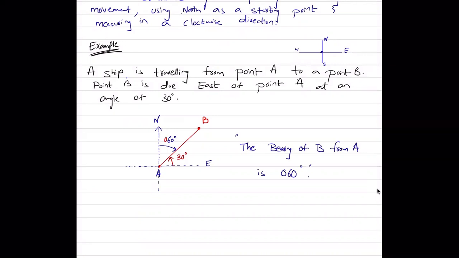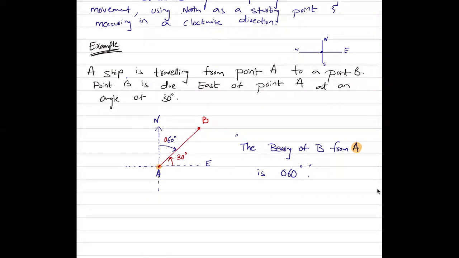Now, from A means that the north is going to be made on point A, and from this north, you're going to move in the clockwise direction till this point B, till the line of B, and the angle that is going to be formed is the bearing. So the angle that the line makes from the north is expressed in three digits, and it's called the bearing. Bearing always uses north as a starting point.